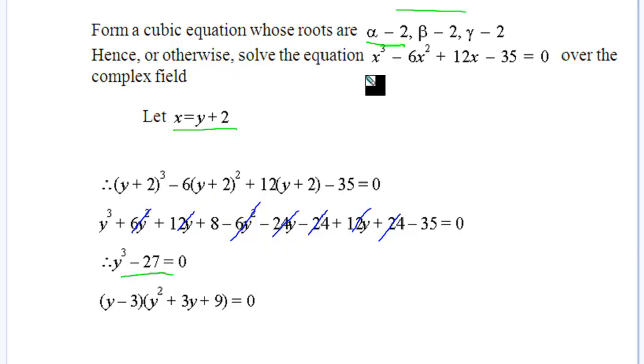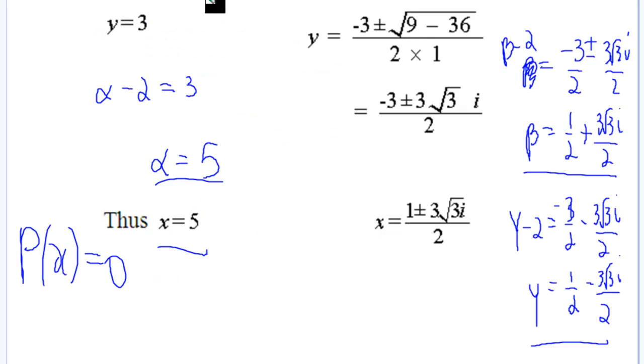Then, hence or otherwise, solve this equation: x cubed minus x squared plus 12x minus 35 over the complex field. So that's why we started to manipulate it and then start to get our factorization. So we were quite happy to form the cubic equation there, but then we need to keep going along because we got y is equal to 3, use the quadratic formula for the square there, and there's our quadratic there.